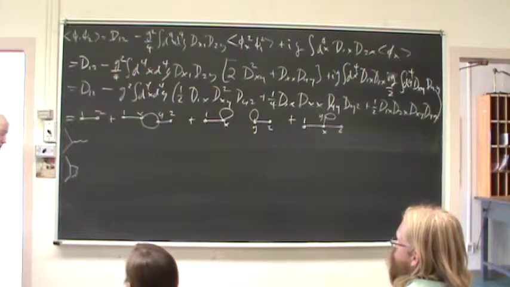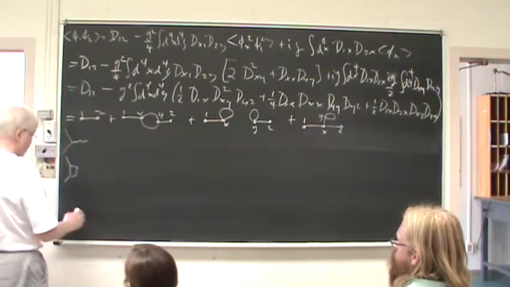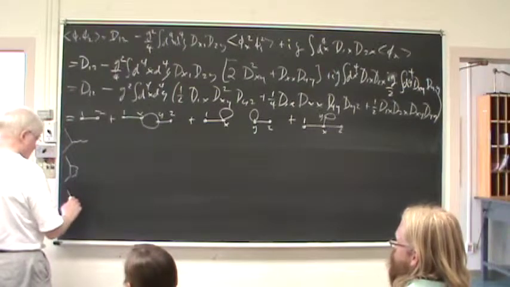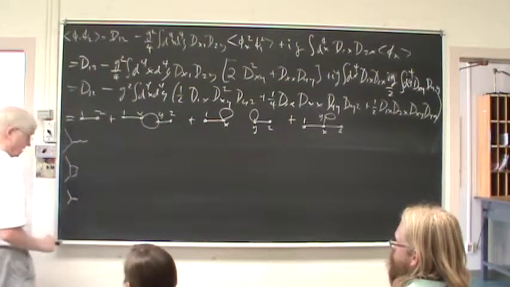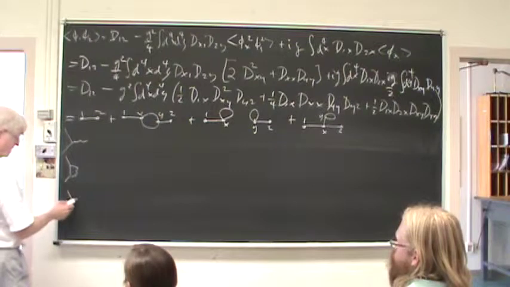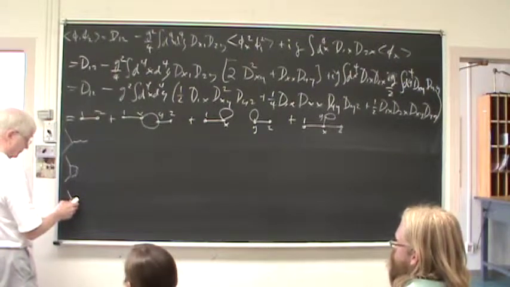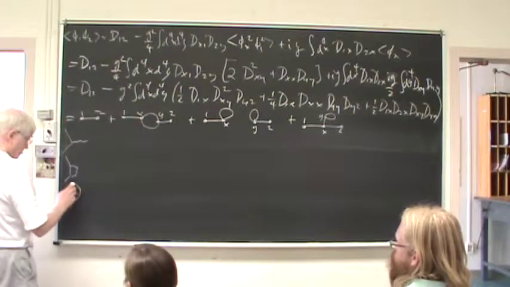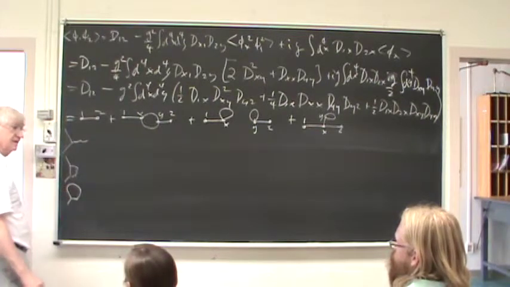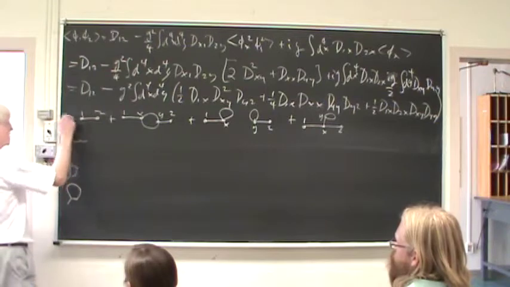But on the other hand, if you just have a single scalar field and you decide your interaction is phi cubed, then your basic vertex is that. And then this guy can just come around like that, whereas the photon can't do that.